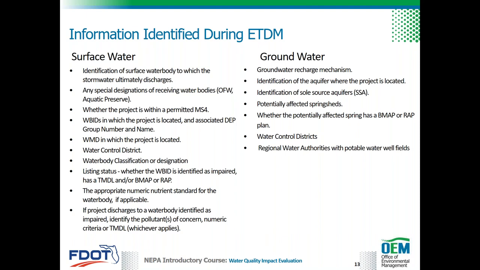For groundwater, identify parameters such as the mechanism for groundwater recharge, the aquifer, whether the location is within a sole source aquifer, any nearby springs or springsheds, and whether there is an applicable Basin Management Action Plan or BMAP, or a Reasonable Assurance Plan or RAP. Also, water control districts or regional water authorities with potable water well fields.